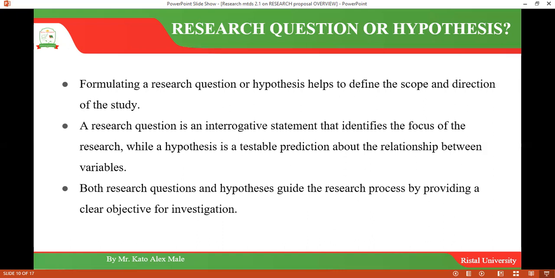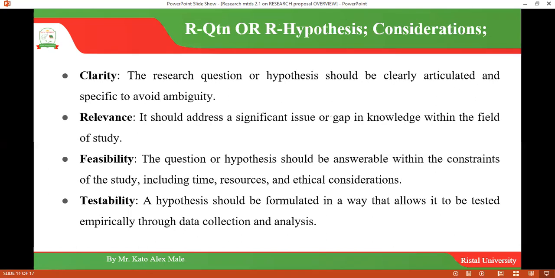You get it. So researchers aim to challenge the null hypothesis, and they aim to support the alternative hypothesis. That's what we refer to as H0 and H1 respectively. So I guess we get the relationship between the two. Both the research questions and the hypothesis guide the research process by providing a clear objective for investigation, because the objectives of this study are obtained from the research questions. We are going to see this when we reach chapter 1 of the research proposal.